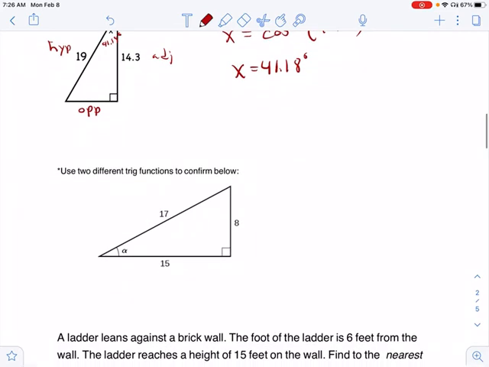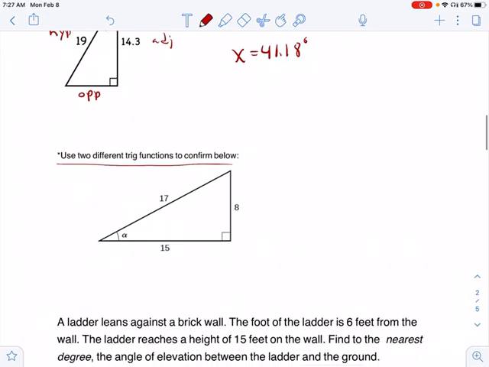So you use two different trig functions to confirm the below. If I have all three sides, I really have my choice of any trig function that I want. Some people look at this and think that it's harder, but it ends up being that I can just use any trig functions that I want. And I'm going to show that in two different ways. Since I haven't used sine or cosine, maybe I'll just use those.